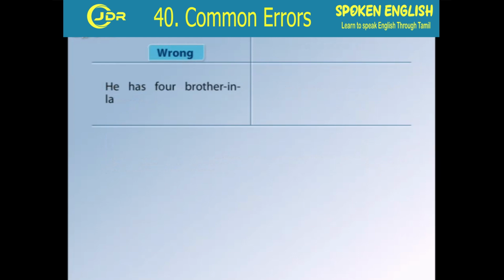Wrong. He has 4 brother-in-laws. Right. He has 4 brothers-in-law.